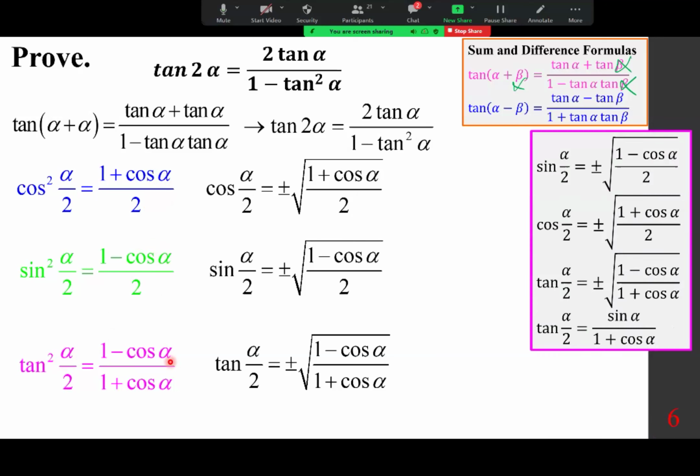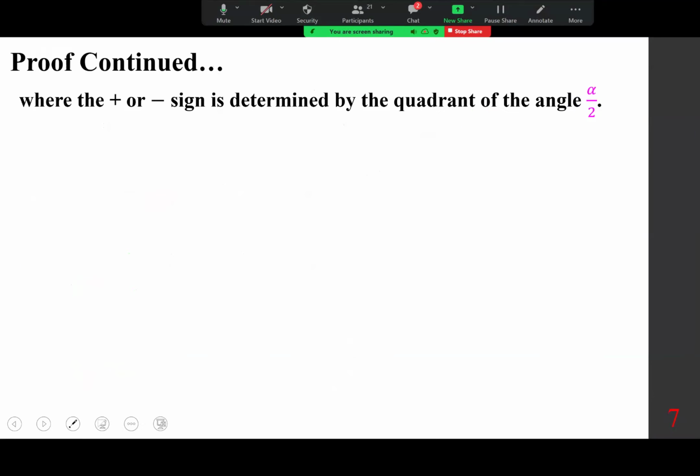So the synopsis of that, sine of alpha over 2 is plus minus the square root of 1 minus cosine alpha over 2. So cosine of alpha over 2 takes a plus sign here. Tan of alpha over 2 is plus minus the square root of 1 minus cosine over 1 plus cosine. And tan of alpha over 2 is also sine alpha over 1 plus cosine alpha. Let's look at more proof so we understand what's going on here. All right. So we continue with the proof where the plus minus sign is determined by the quadrant of the angle alpha over 2. That's how you come up with the answer here.